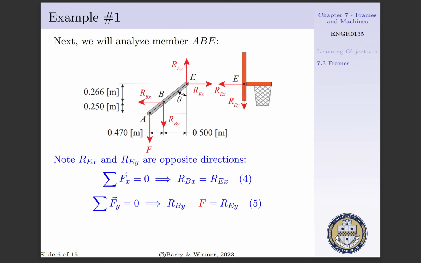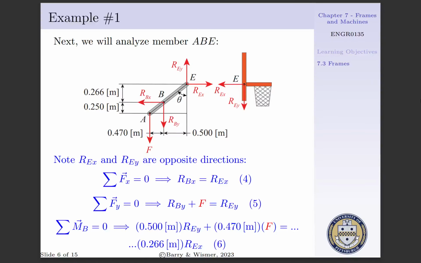If we sum the forces in the y direction and set these equal to 0, we'd have Rby plus our applied force F must equal Rey. We'll denote this as equation 5. Lastly, we will take our sum of our moments about point E and set this equal to 0. In this situation, we have Rey acting on a moment arm of 0.5 meters, and our applied force F acting on a moment arm of 0.470 meters. These create a counterclockwise moment, which will be counteracted by Rex, which is acting on a moment arm of 0.266 meters, which is creating a clockwise moment. We will denote this as equation 6.